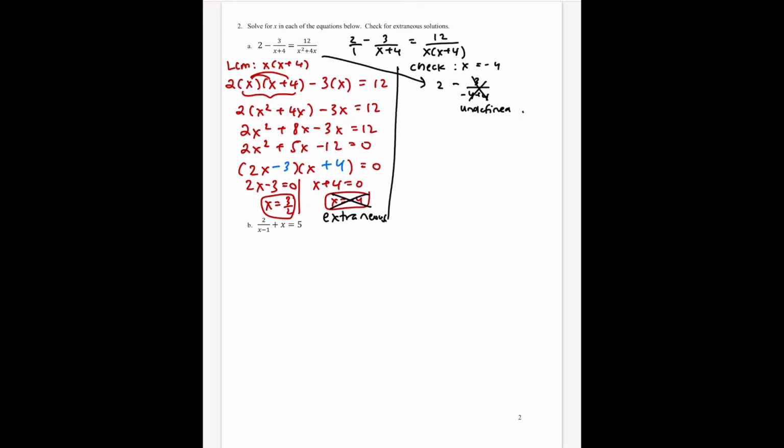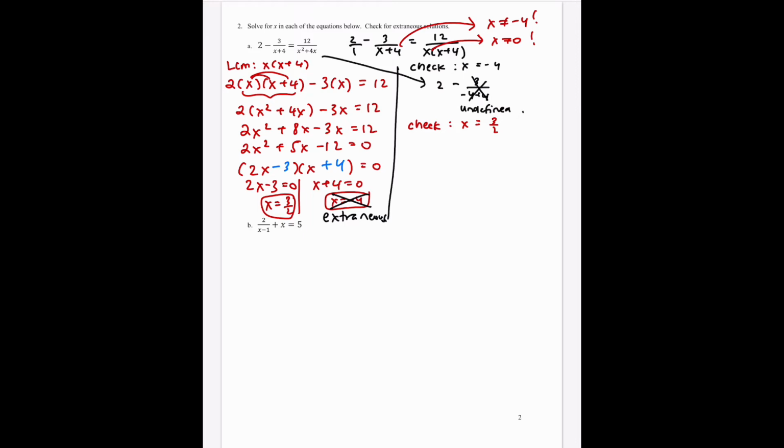3/2 should be right. 3/2 should work because as long as your denominator is not 4 and not 0, then it should be a solution. But let's just check it. It's kind of annoying to check, but let's just do it. Let's check when x is equal to 3/2.